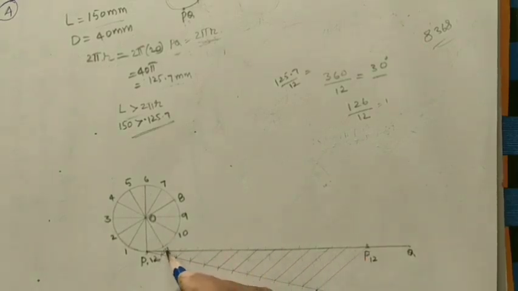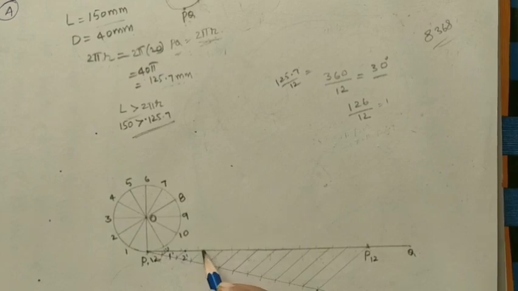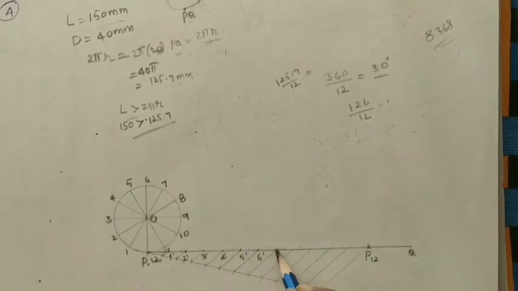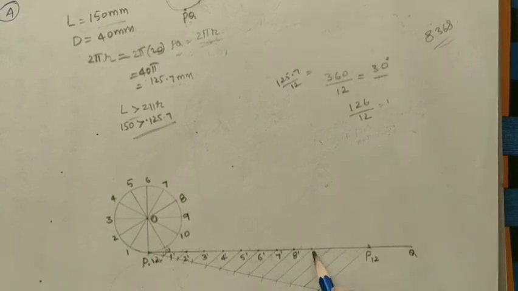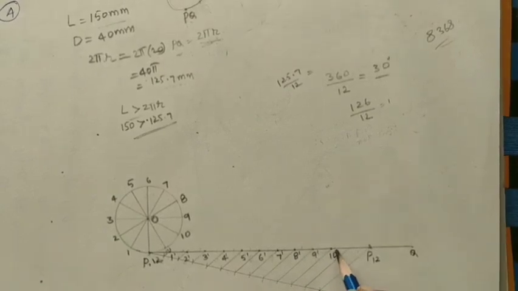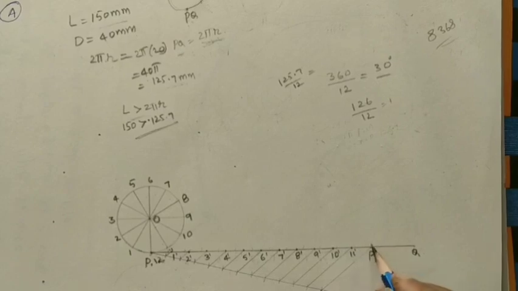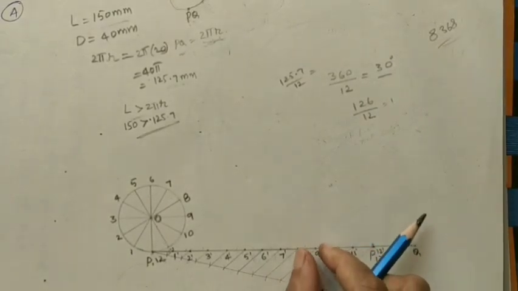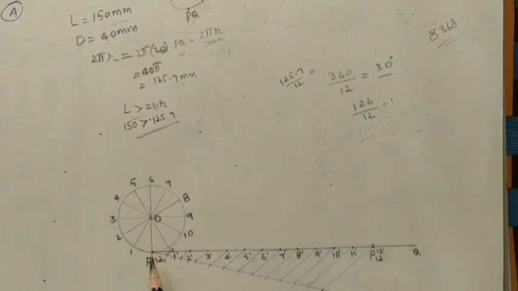Give names for these intersection points. The first one I am calling 1 dash, second point 2 dash, 3 dash, 4 dash, 5 dash, 6 dash, 7 dash, 8 dash, 9 dash, 10 dash, 11 dash. This is 12 dash. We made 12 equal divisions. If you measure these lengths, all have equal value. So we have divided this circumference into 12 equal divisions.